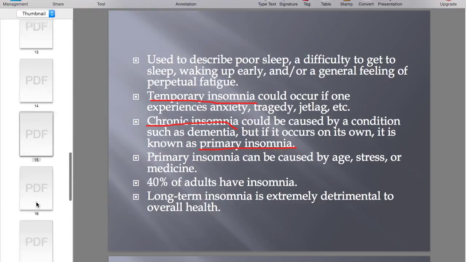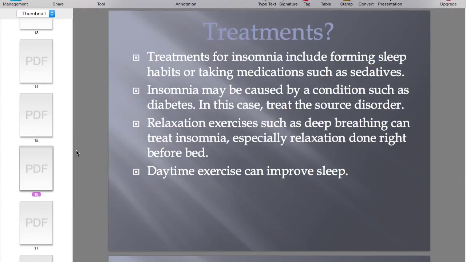Your body really needs sleep to function. There are some treatments for insomnia, ways to help the symptoms. Forming sleep habits, like going to bed at a certain time and waking up at a certain time, can really help those who have insomnia. Or medications such as sedatives can help get to sleep, so they treat that kind of problem. Also, like the chronic kind of insomnia, you treat the source disorder.